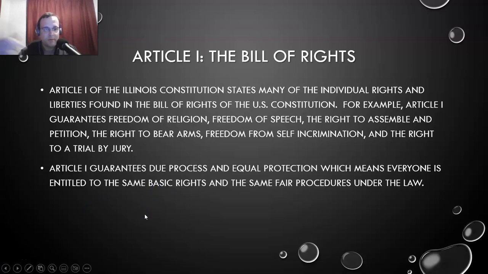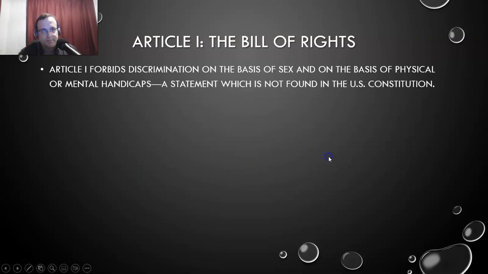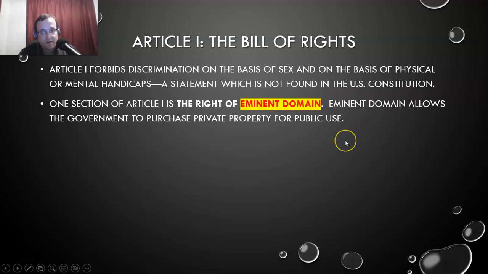So in Article 1, we get due process and equal protection. That means everyone is entitled to the same basic rights and the same fair procedures under the law. It forbids discrimination on the basis of sex, the basis of physical or mental handicaps. That's not found in the U.S. Constitution. So one section, as I just mentioned, is eminent domain.